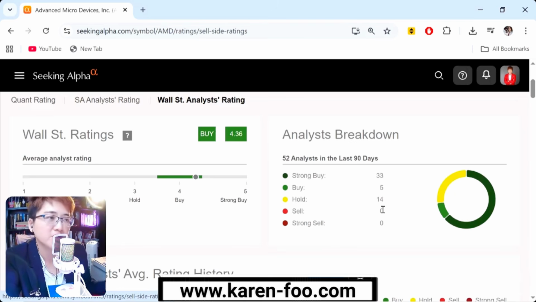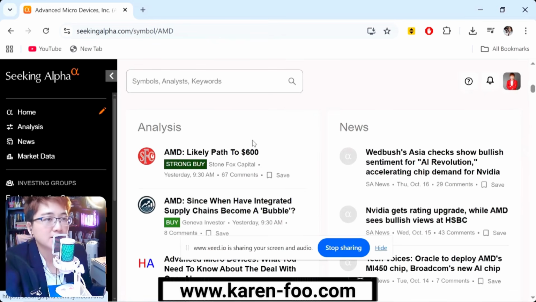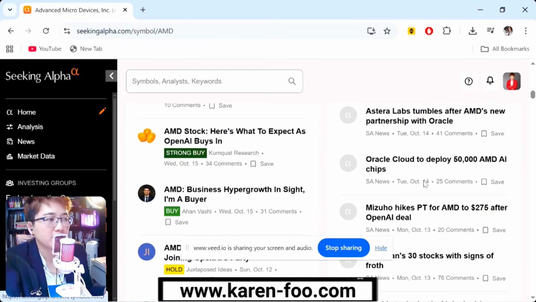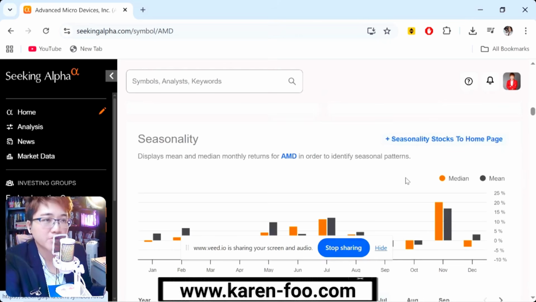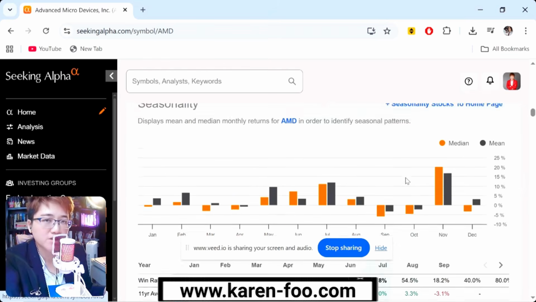But it gives you more confidence because, okay, most analysts are telling you this is a strong buy. Again, when you go down here, you can see the analysis of all the Seeking Alpha analysts, as well as a summary of all the relevant news. So if you want a detailed deep dive on this website, let me know too.